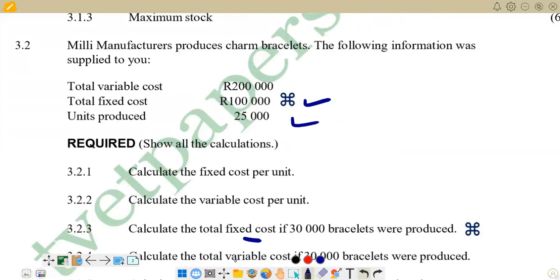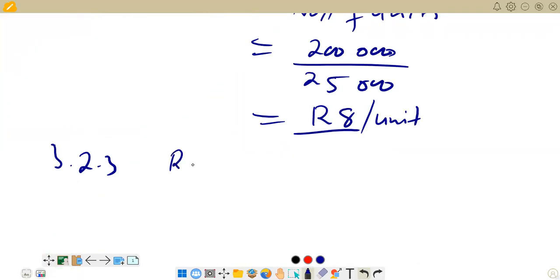This fixed cost, remember, fixed cost does not change with the level of production. Whether you don't produce anything, you produce 0 units, you have the same amount of fixed costs. Whether you produce 1 million units, you have the same amount of fixed costs. So it's not going to change. It's 100,000. So here on this one, we are just going to put 100,000. It's fixed, so it doesn't change. Then we go to the next one, 3.2.4.